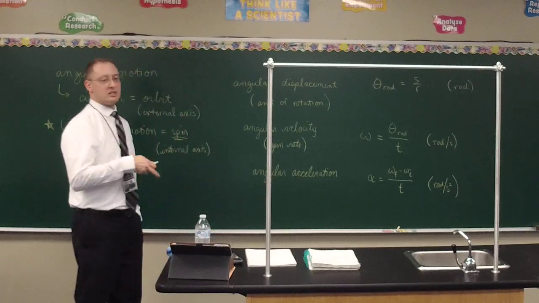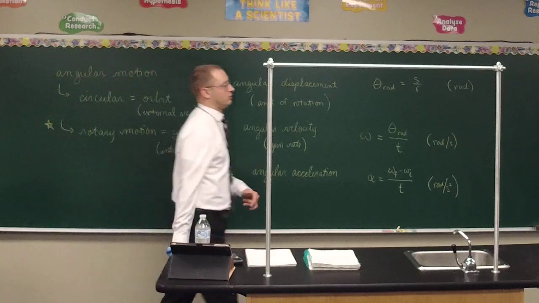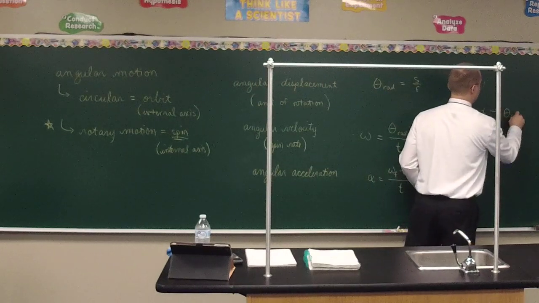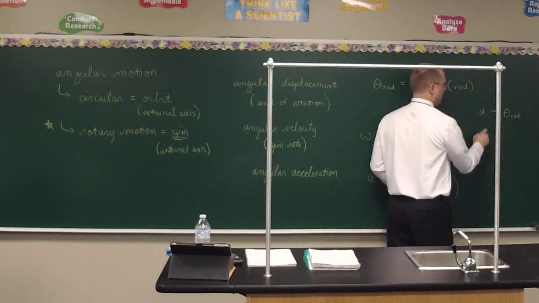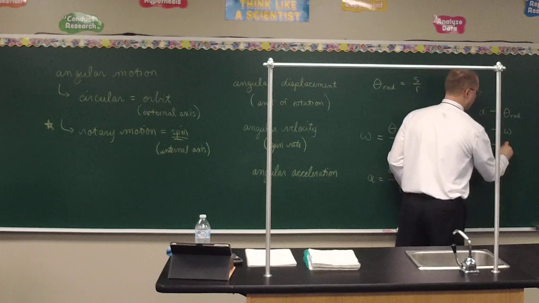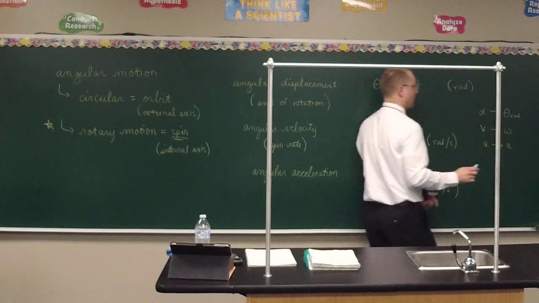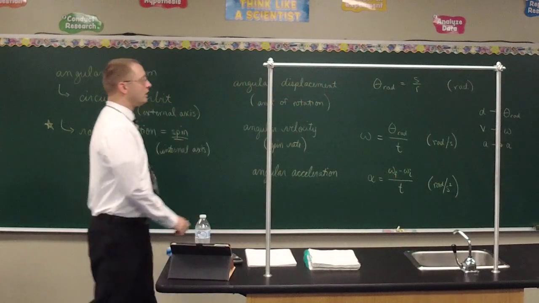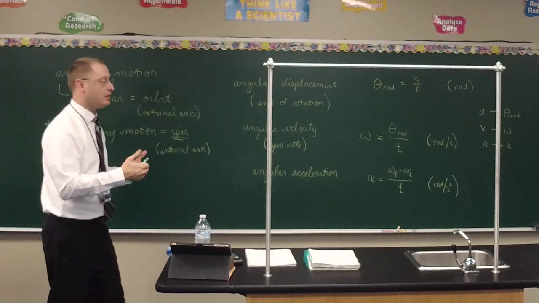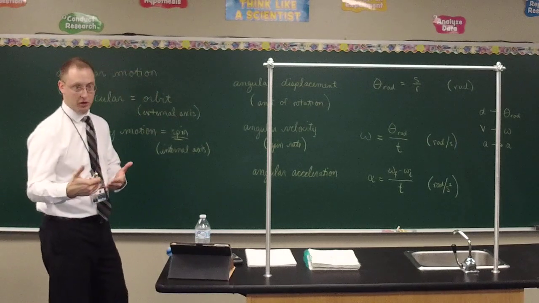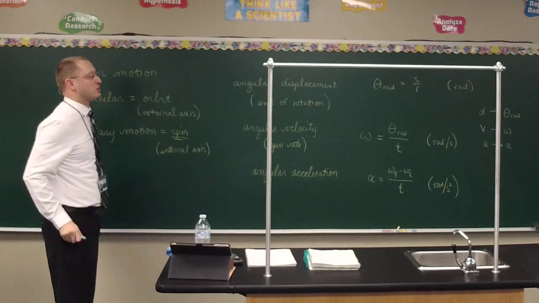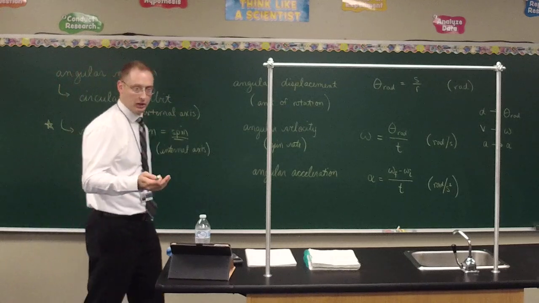So some equivalences then to note. D has become theta rad. V has been replaced with omega. A has been replaced with alpha. As we go from the linear motion, motion along a line, to now rotary motion, motion resulting in a spin, we're going to change the variables, but the equations haven't changed really.